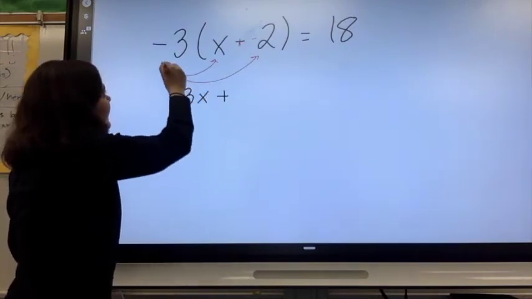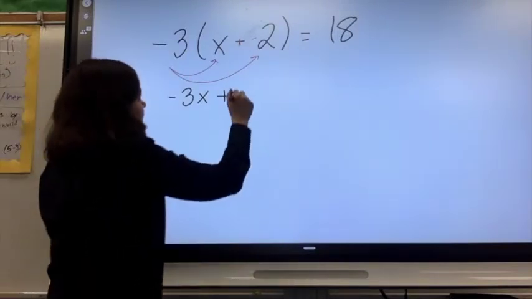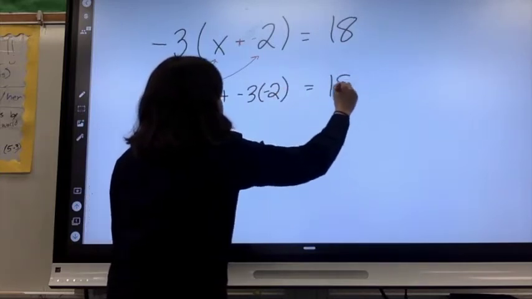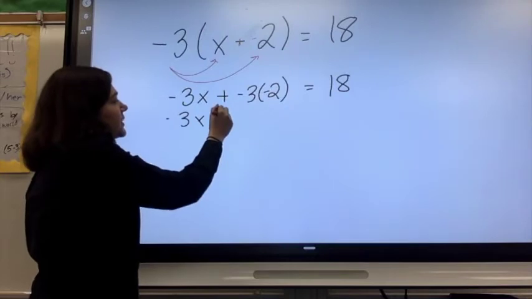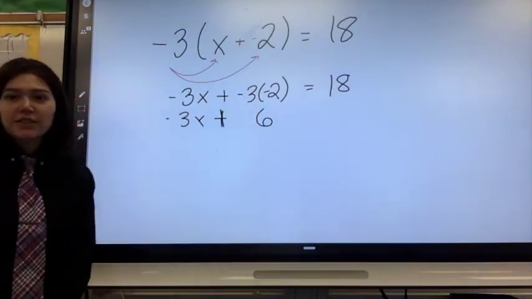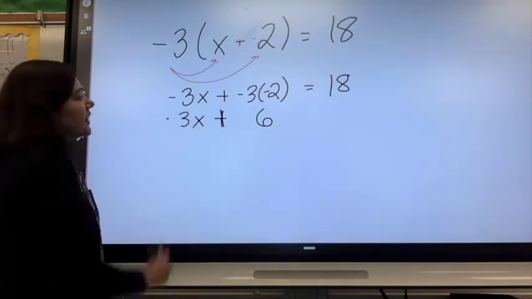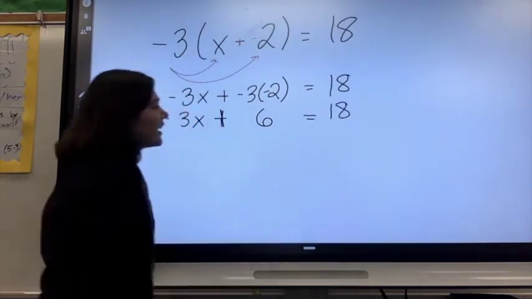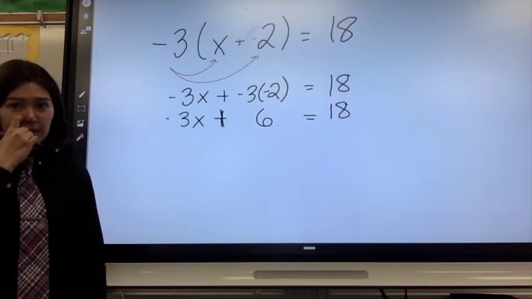And I'm going to add negative 3 times negative 2. I'll write that out. Negative 3 times negative 2 is positive 6. Guys, when we have a negative times a negative, remember we get a positive. So now we have negative 3x plus 6 equals 18. Alright, so we distributed, and now we have a two-step equation like we've been solving last week.